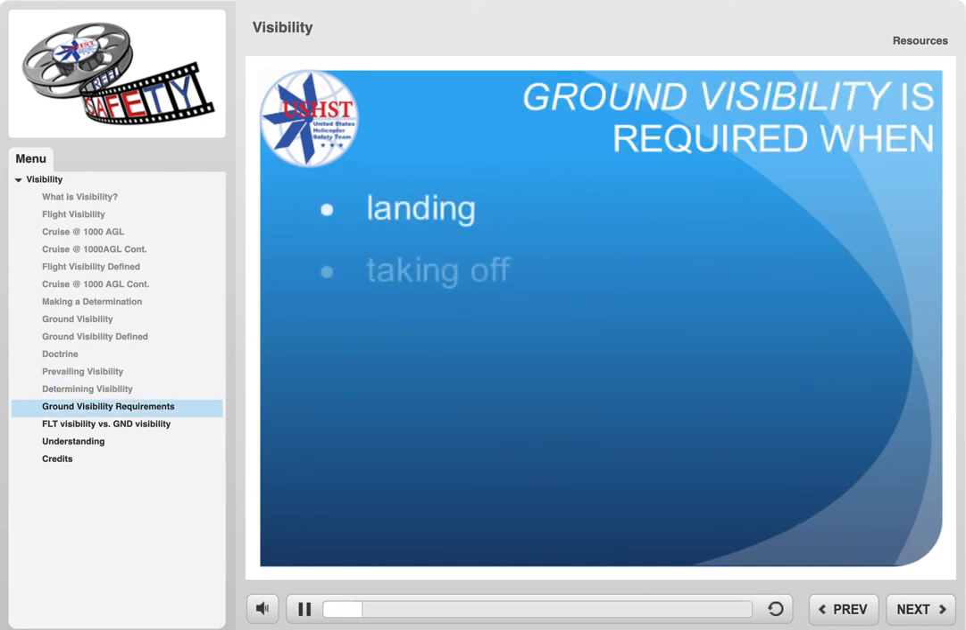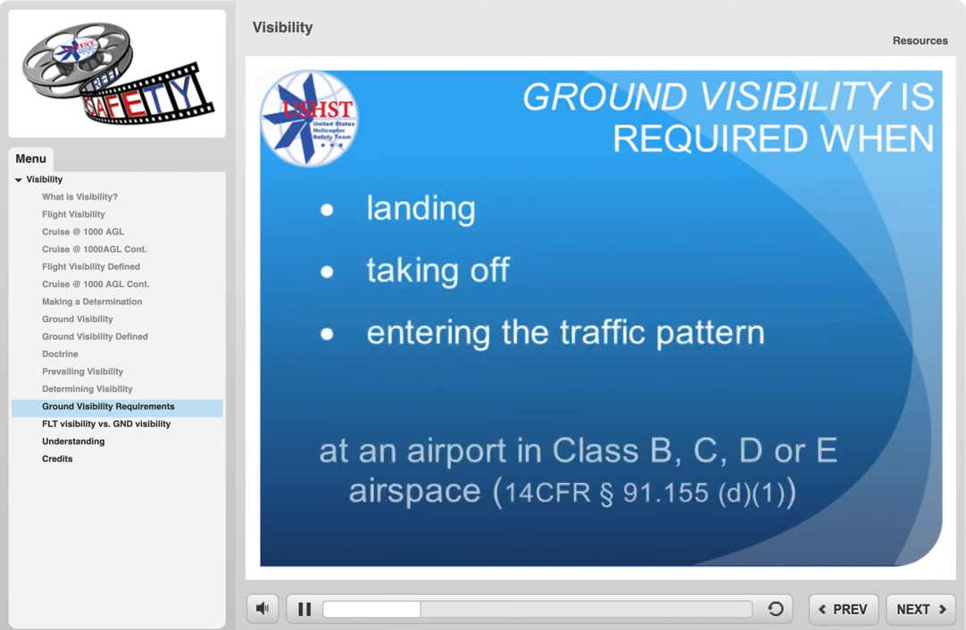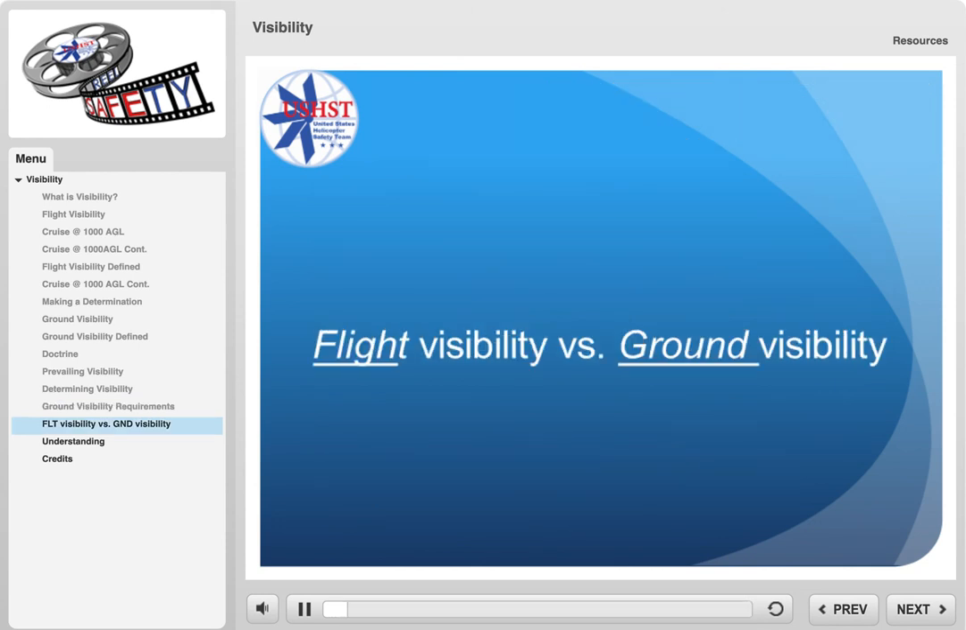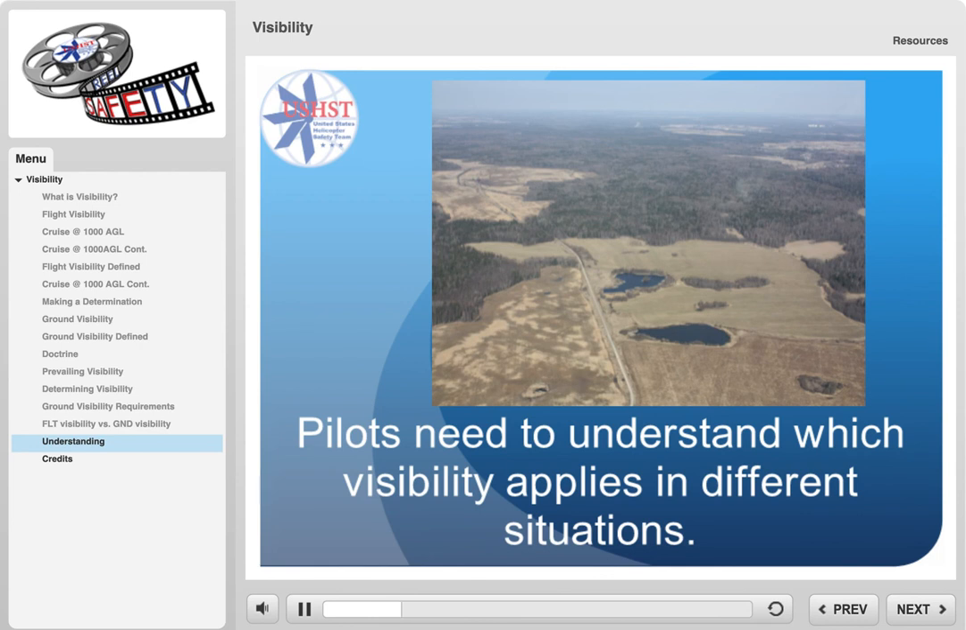There are only 3 instances where a VFR pilot needs a specific ground visibility: when landing, taking off, or entering the traffic pattern at an airport in Class B, C, D, or E airspace. It's important to understand the distinction between flight visibility and ground visibility. Since two different methods are being used by people in two different locations, it should not be surprising that two different visibilities, both correct, could be obtained. Pilots need to understand which visibility applies in different situations.